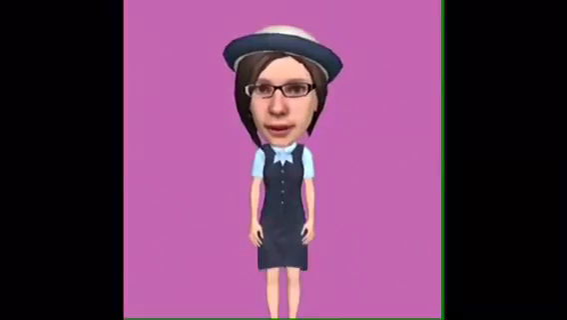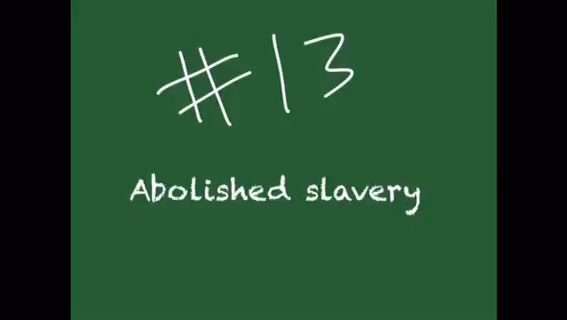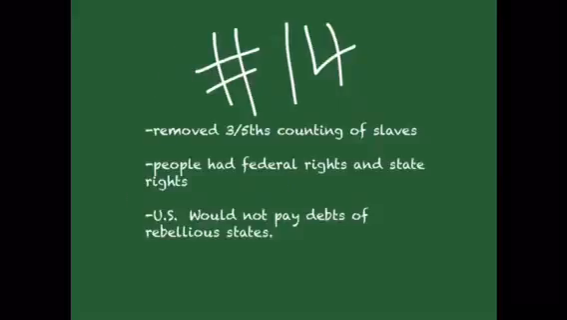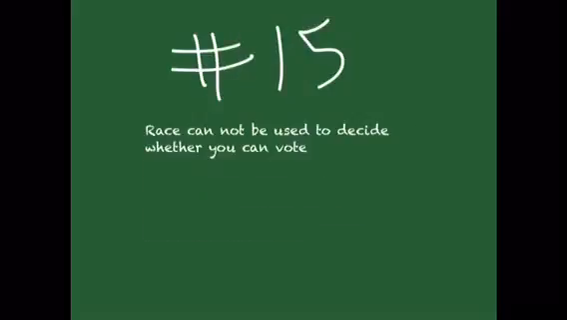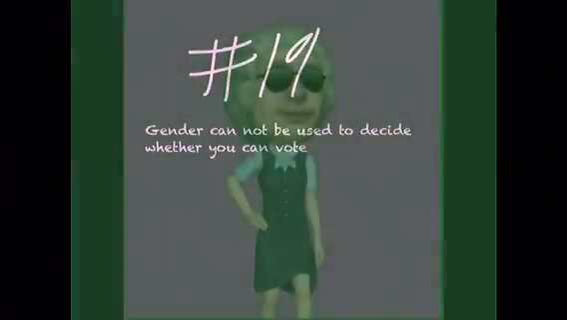Now, more about other amendments added later. One important one was number 13, which abolished slavery. Number 14 removed 3/5 counting of slaves and stated people had federal rights and state rights, and U.S. would not pay debts of rebellious states. And number 15, race cannot be used to decide whether you can vote. Another voting one was number 19, which was gender cannot be used to decide whether you can vote.